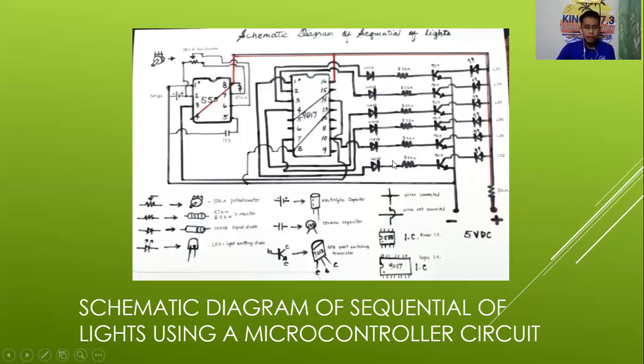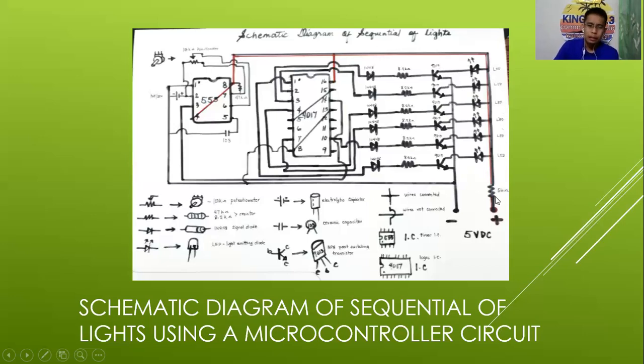And then, i-test na natin lahat. Dapat magkaroon siya ng sequence of light. Sunod-sunod ang pag-running. And then, dapat nakokontrol natin siya doon, depende sa speed.